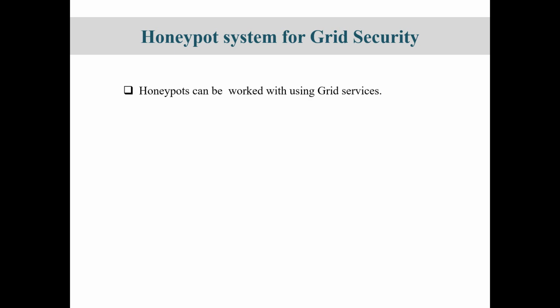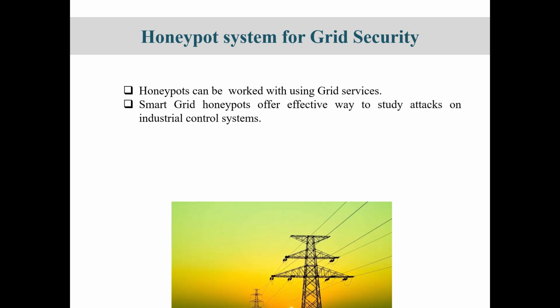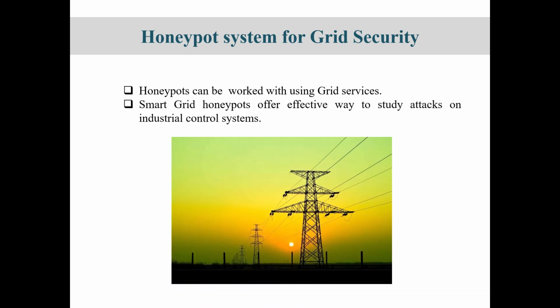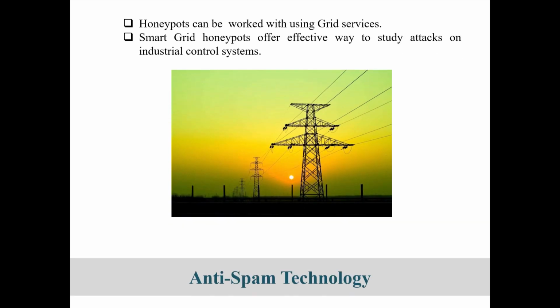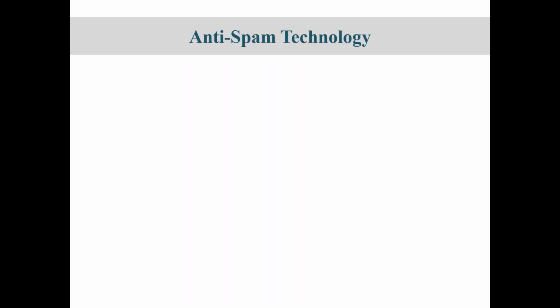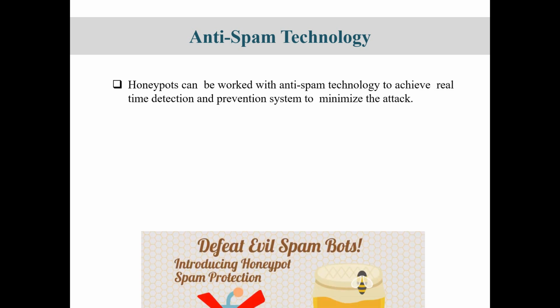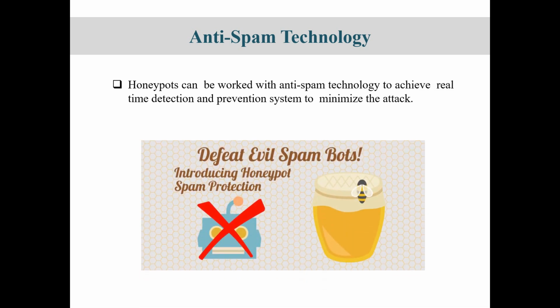Honeypots can be worked with grid services. Smart grid honeypots offer an effective way to study attacks on industrial control systems. The second one is anti-spam technology. Honeypots can be worked with anti-spam technology to achieve real-time detection and to protect the system by minimizing the attacks.